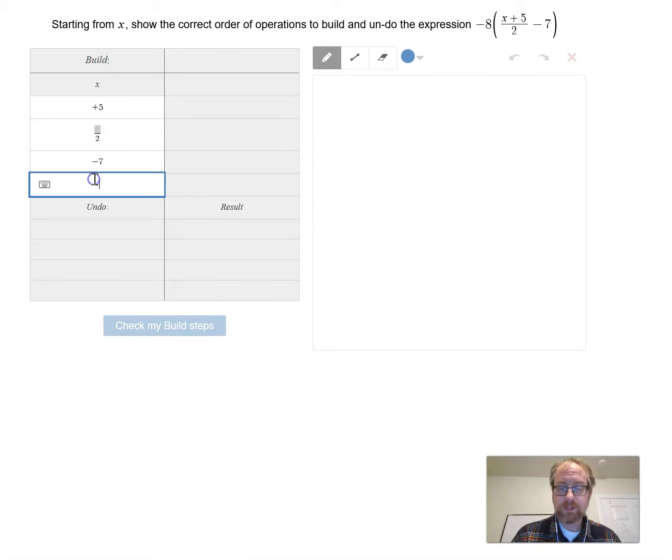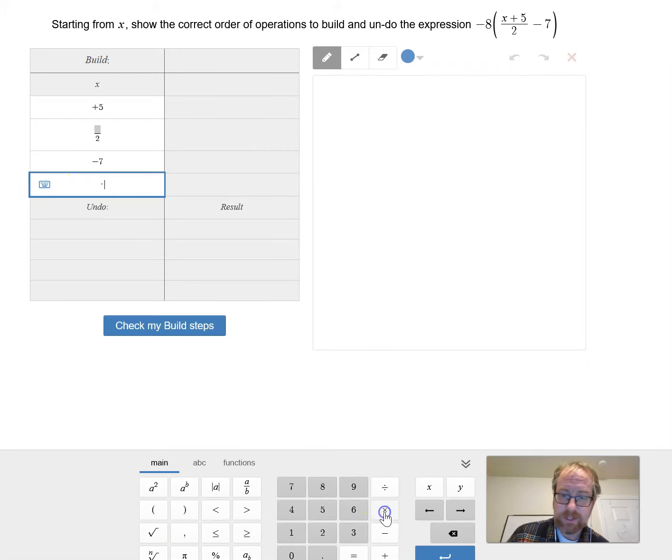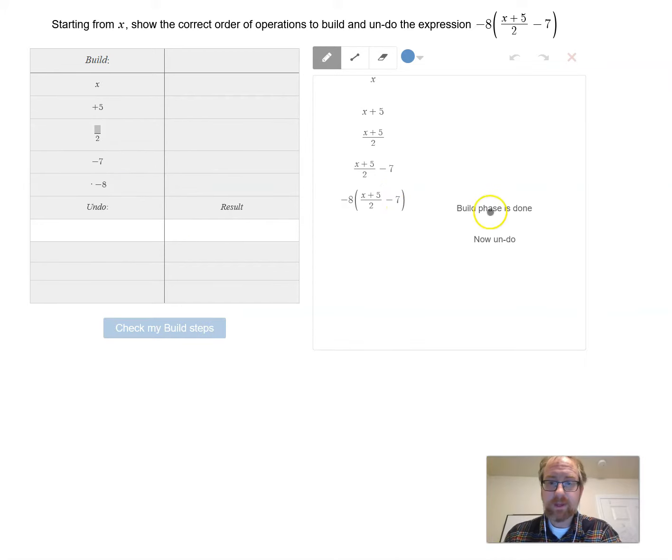Okay, now remember, we don't want to just write minus 8. That would be subtracting 8. We have to type times, so use that multiplication symbol, and then negative 8, times negative 8. We can check it, and we got the build phase done. It says it's done, so it was correct.